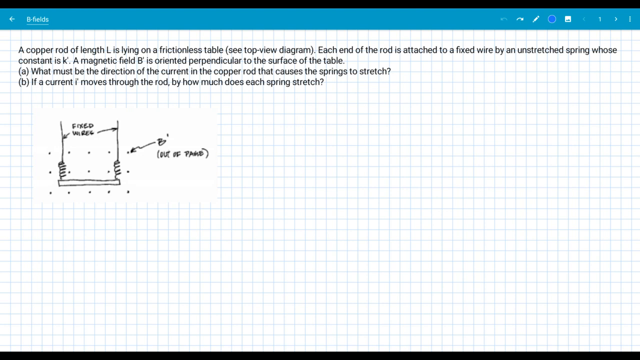All right, let's get started on this problem here. The setup is we have a copper rod. We're given length L of the copper rod. So I'm going to go ahead and draw that into our picture, lying on a frictionless table.